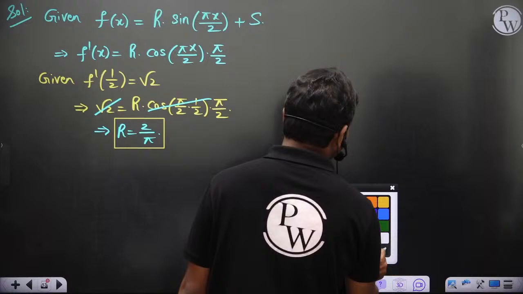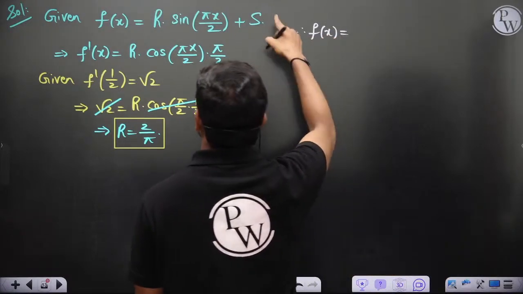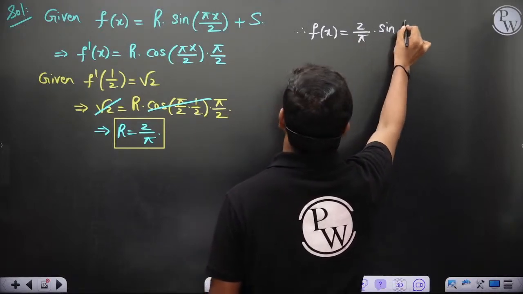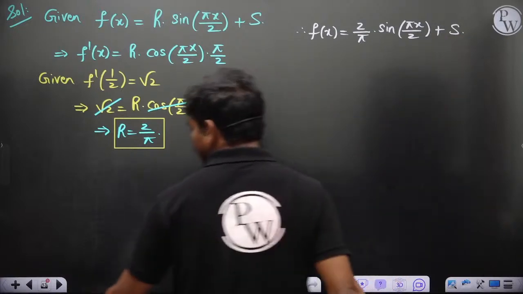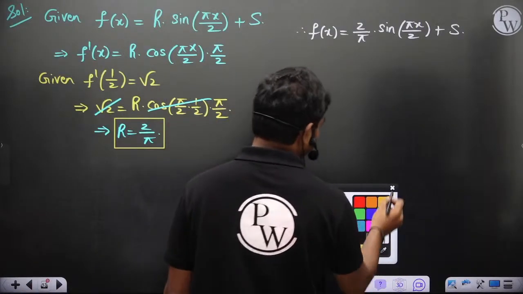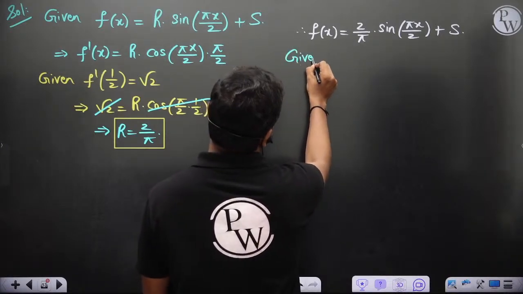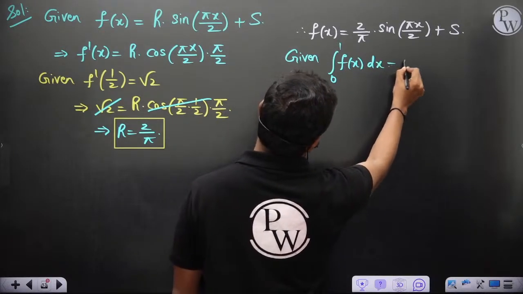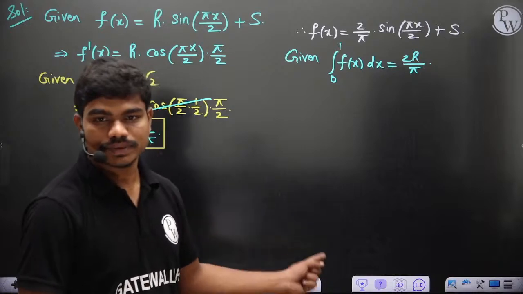Then let's go with the second function. Therefore, f of x is equal to R sin pi x by 2, which is 2 by pi times sin pi x by 2 plus S of course. Okay. Now what is the second equation? Integral 0 to 1 f of x dx is 2R by pi. So given integral 0 to 1 f of x dx is equal to 2R by pi. Okay.